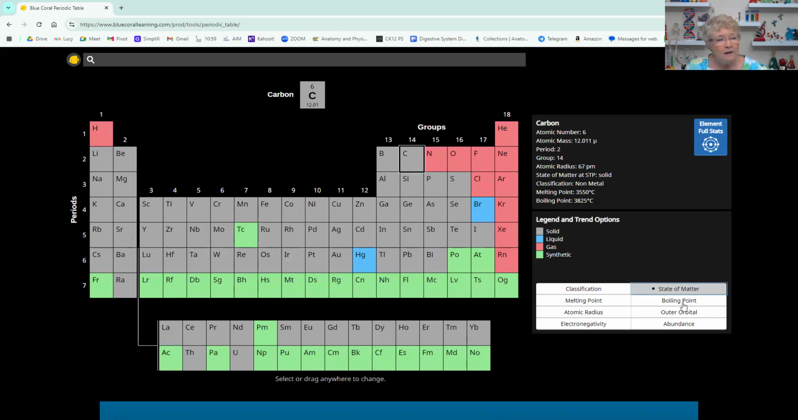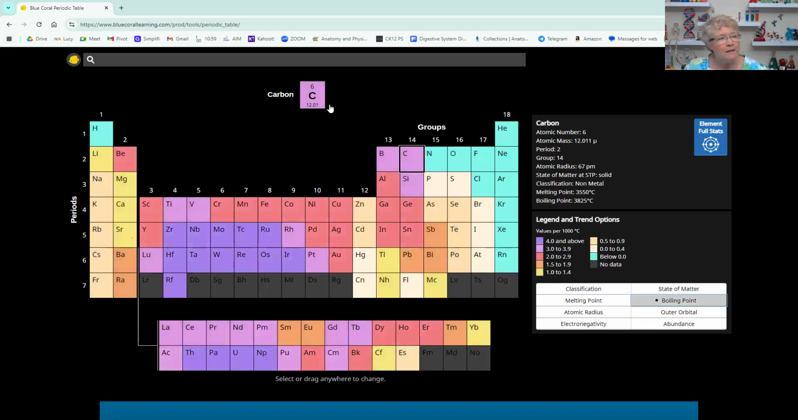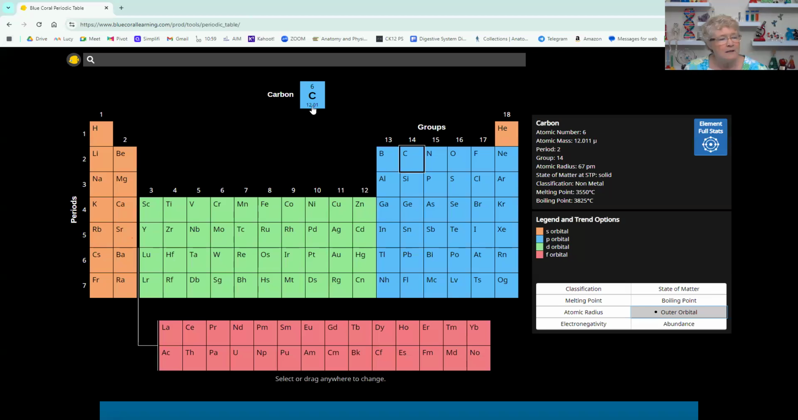So it is solid. The boiling point of carbon is, again, this purple color right here. Not the darkest purple, but the next one. So the boiling point of carbon is going to be between 3 and 3.9 Celsius. The outer orbital right here is going to be what's called the p orbital. That'll mean something more when we get to talking more about orbitals in one of the lessons.